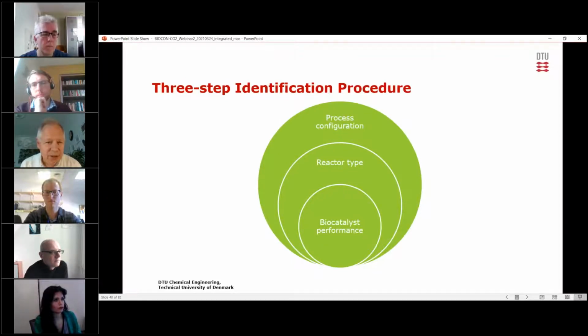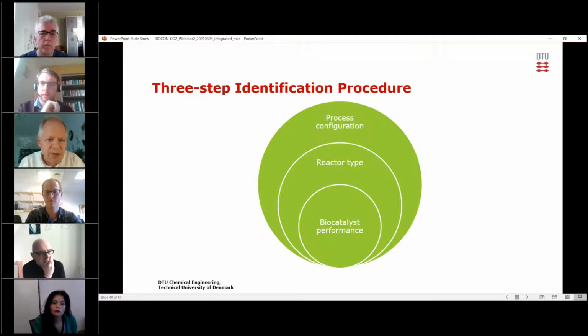Over the last few years, one of the things that we've been doing in our group is to try to think about a procedure to help with this translation of scale from the laboratory to a larger scale. And one of the things we've started to identify is that it's a kind of three-step procedure. And actually that begins, first of all, by looking at the biocatalyst.